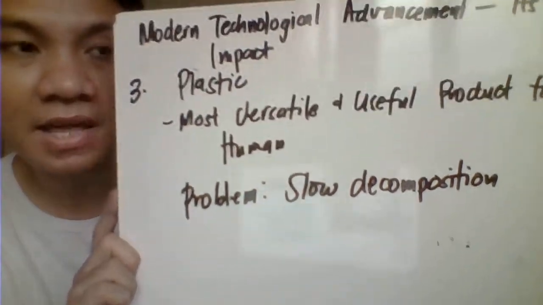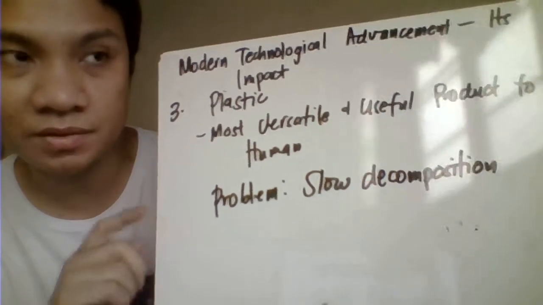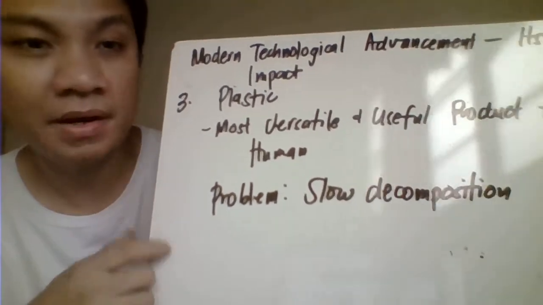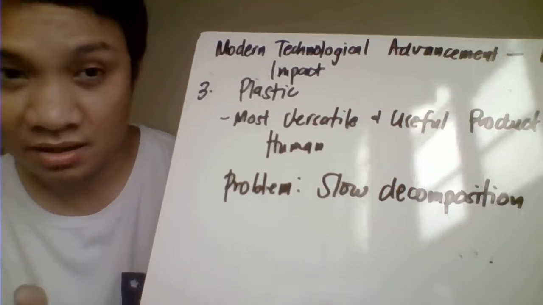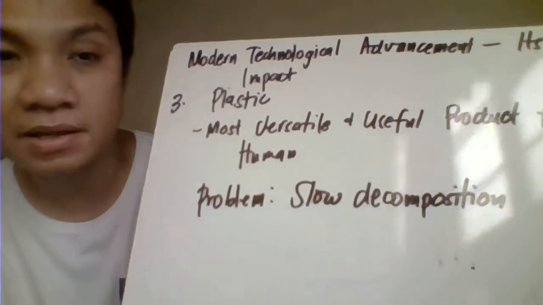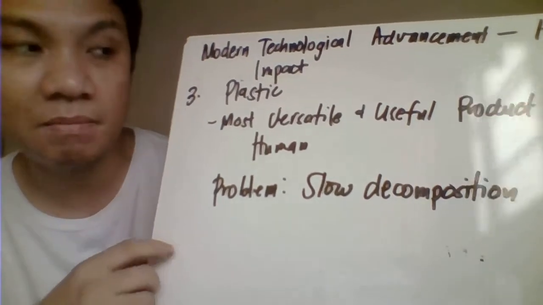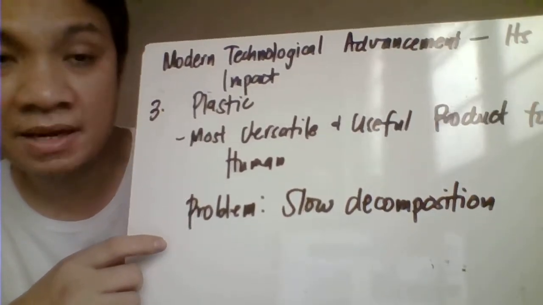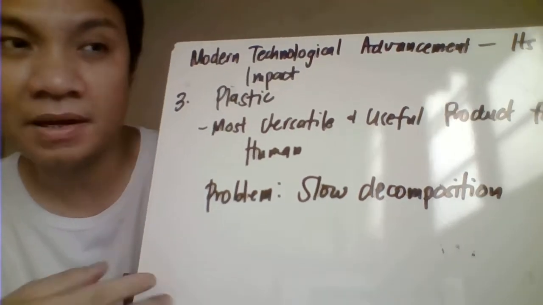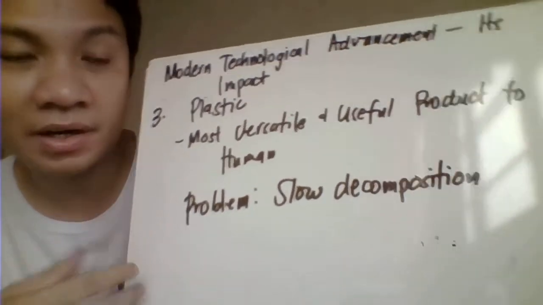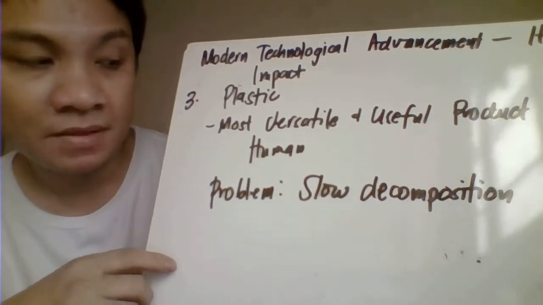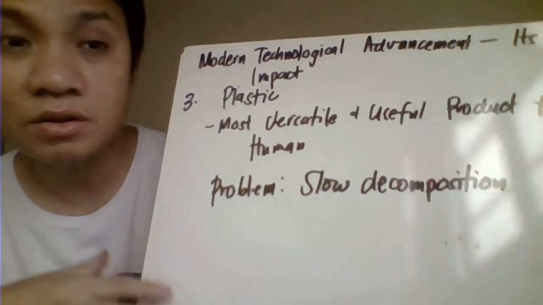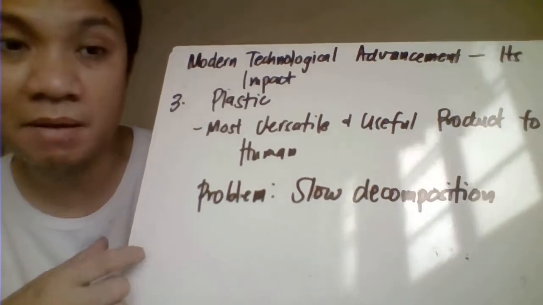Okay, the next one we have here is the use of plastic products, or products made from plastic. Remember that the majority of our products, even your mineral water bottles and many others, are made up of plastic. Plastic is the most versatile and useful product of humans. When we go grocery shopping, we use plastic to put our items in. But the problem is, although plastic is non-toxic to humans, it decomposes very slowly.